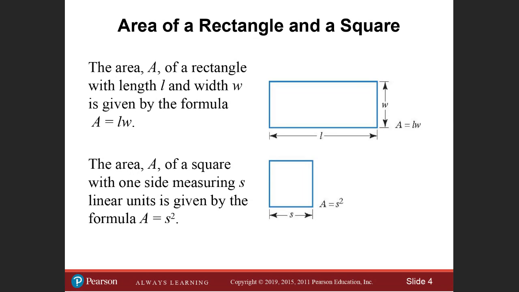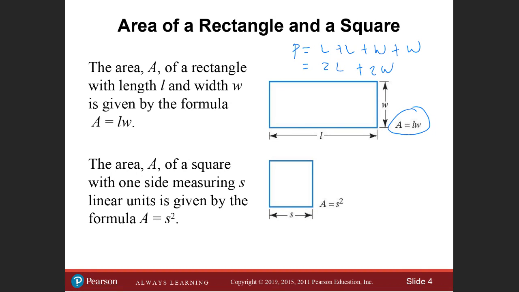Area of a rectangle and a square. For the rectangle, area equals length times width. If you remember in the previous section, we were working with the perimeter. The perimeter is equal to L plus L plus W plus W, or you can say this is 2L plus 2W.